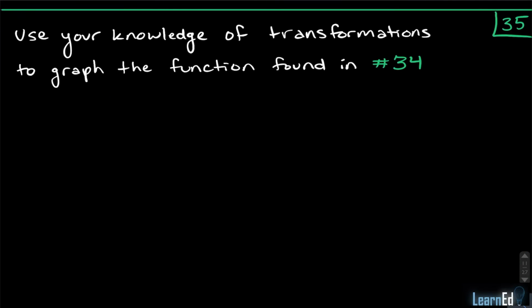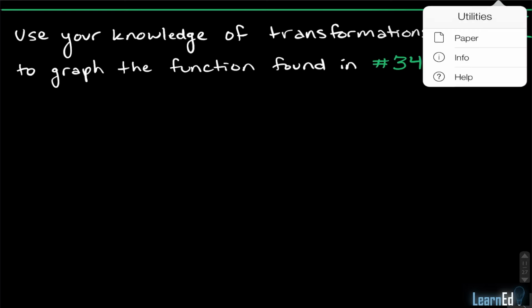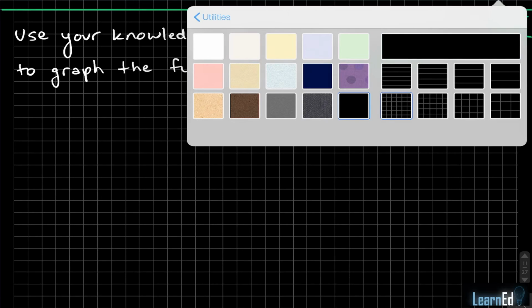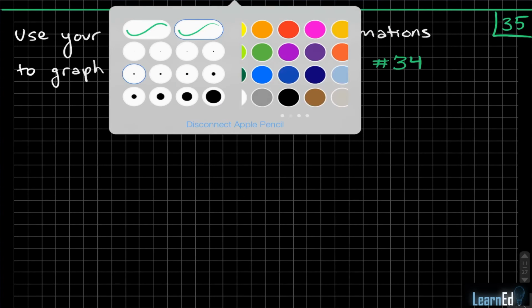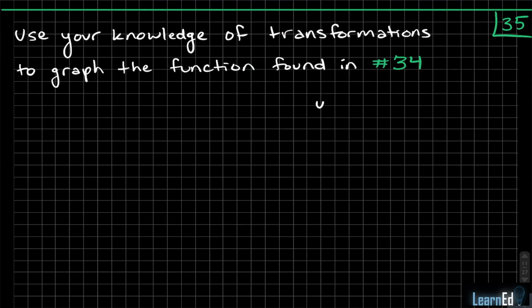So now we want to actually graph that function. Okay, we want to graph the function that we found in problem 34. Okay, well, let's go through and do that. Remember, that function was y equals a times (x minus 3) quantity squared plus 2. Okay? And we can do that.